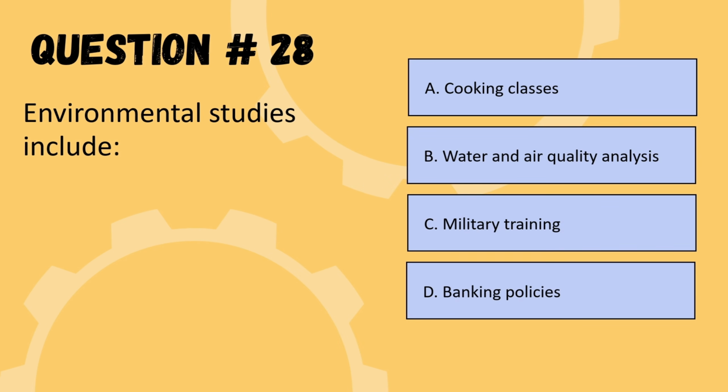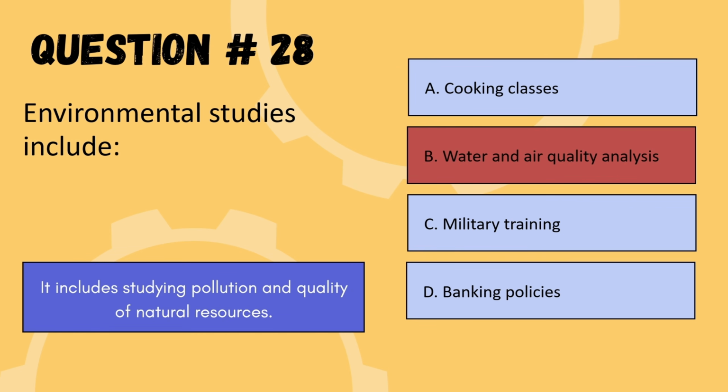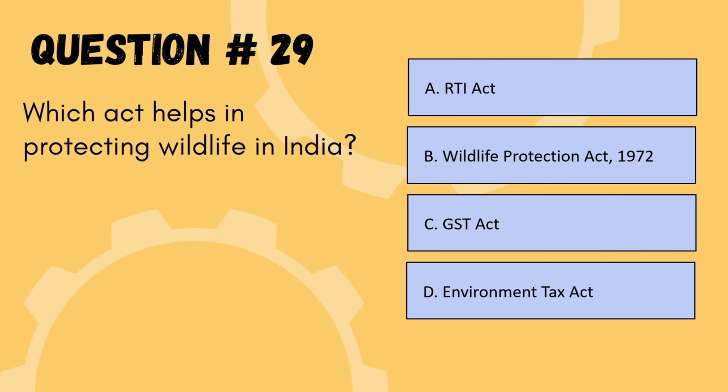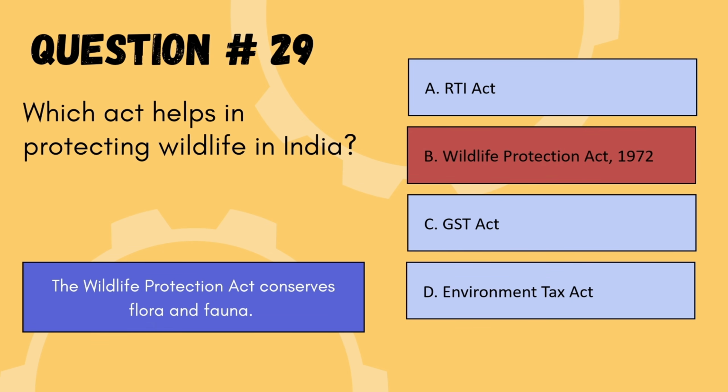Question number 28. Environmental studies include cooking classes, water and air quality analysis, military training, or banking policies. So your correct option is option B, water and air quality analysis. So we are moving to the next question. Next question is which act help in protecting wildlife in India? Option A, RTI Act. Option B, Wildlife Protection Act. Option C, GST Act. Option D, Environment Tax Act. So your correct option is option B, Wildlife Protection Act 1972. So we are moving to the last question.